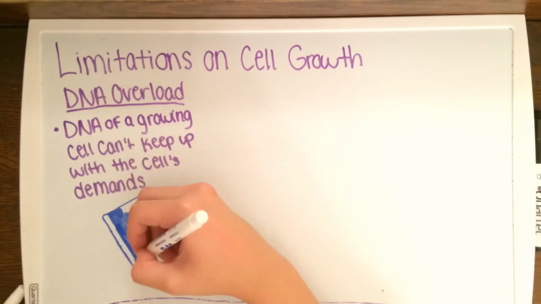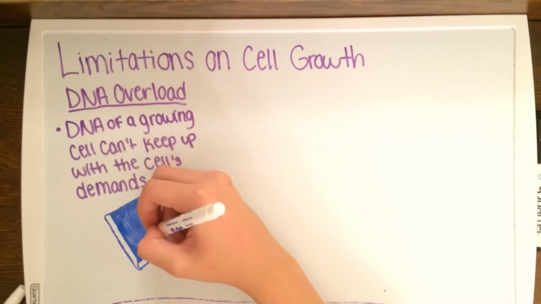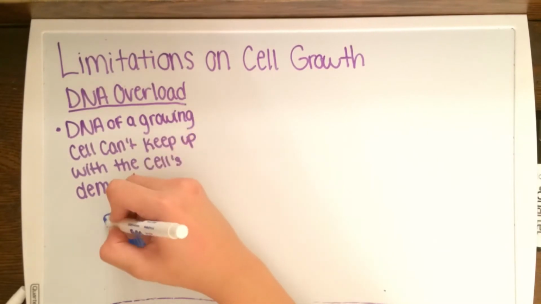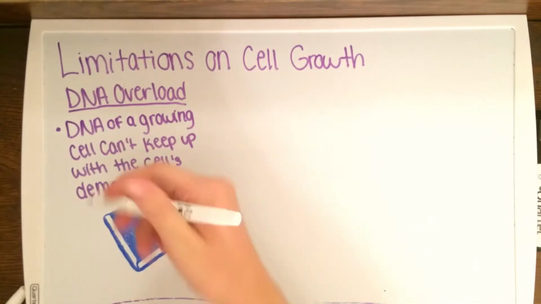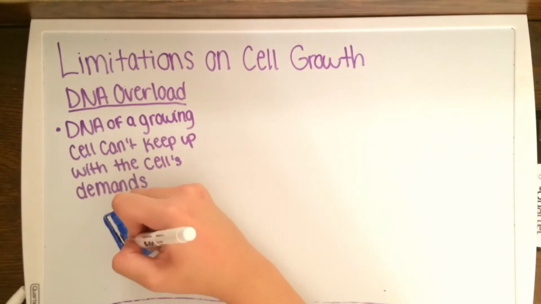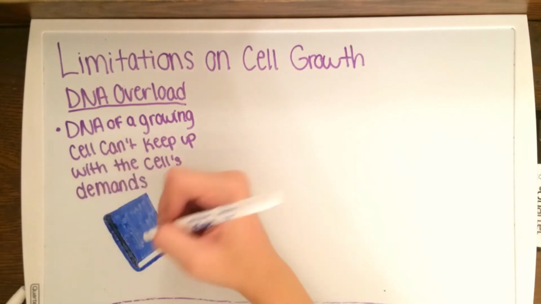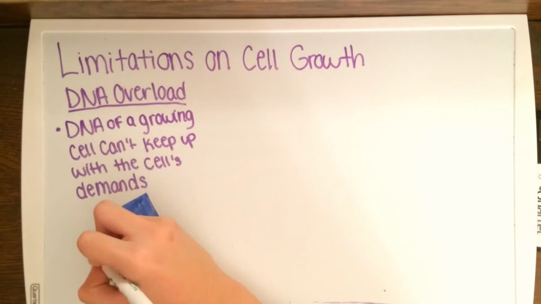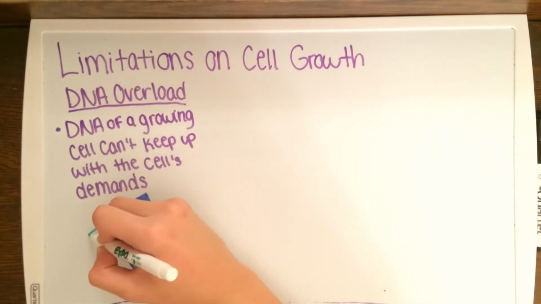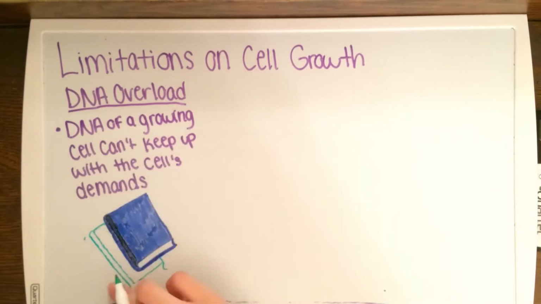DNA overload is when the DNA of a growing cell can't meet all of the cell's responsibilities. Think about this. Suppose a small town has a library with a few thousand books. When more people move in, the town gets larger. There will be more people borrowing books, and sometimes people will have to wait longer to borrow popular titles. Similarly, a large cell will have greater demands on its DNA.